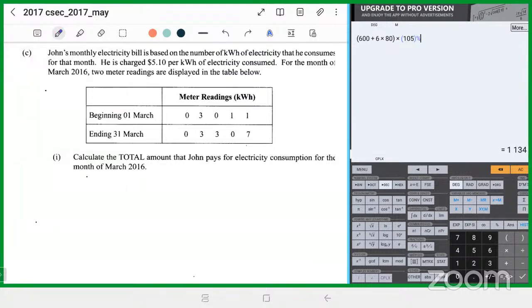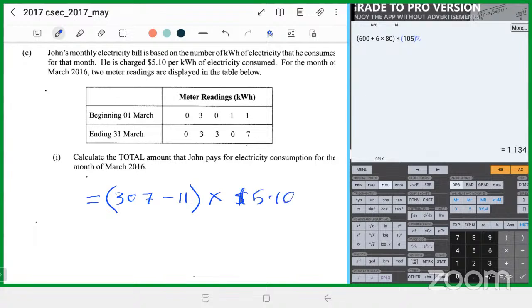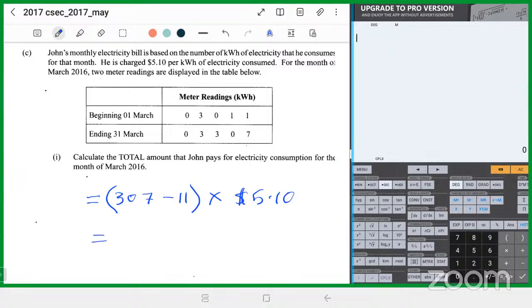So the calculation is this. The amount that he pays is going to be the amount that he consumed, which is this figure minus this figure: 307 minus, this is really 11. And you multiply that amount that he consumed by the rate, which is $5.10. Understand that? Very good? So let's do that calculation quick and fast. We don't have to answer what they don't ask us. So it's 307 minus 11, close bracket, times $5.10.